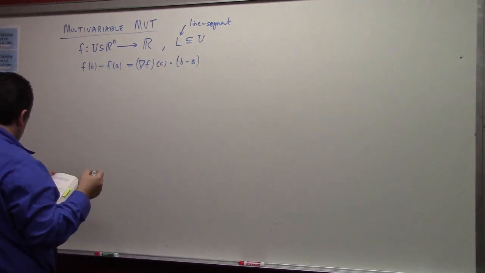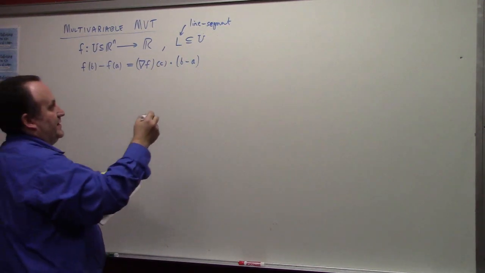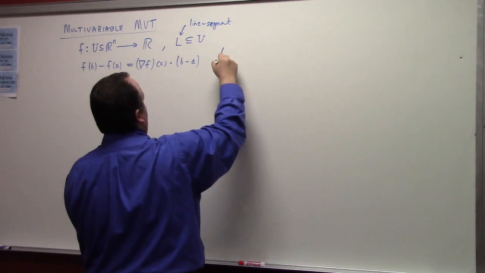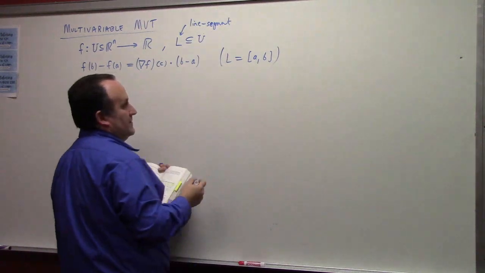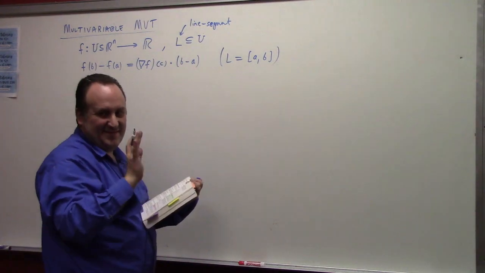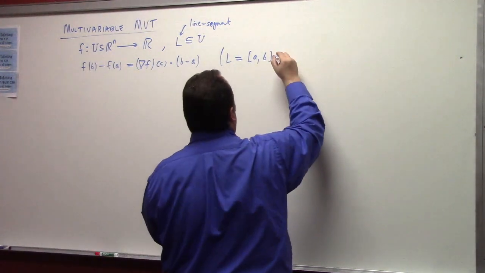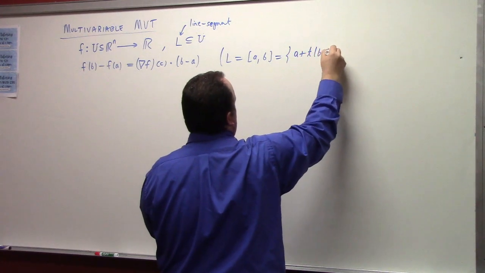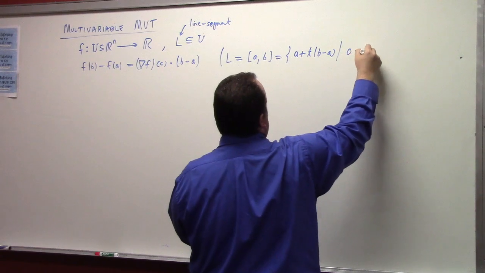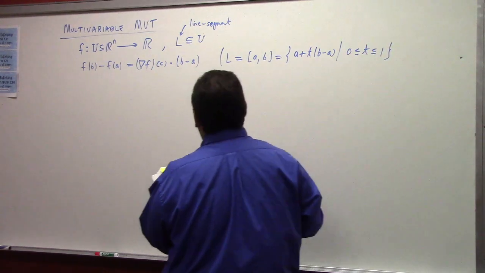And here I'm using that L is the line segment from A to B. Okay, that notation. Let me be clear here. This is A plus T times B minus A, such that 0 is less than or equal to T less than or equal to 1, the line segment, okay?